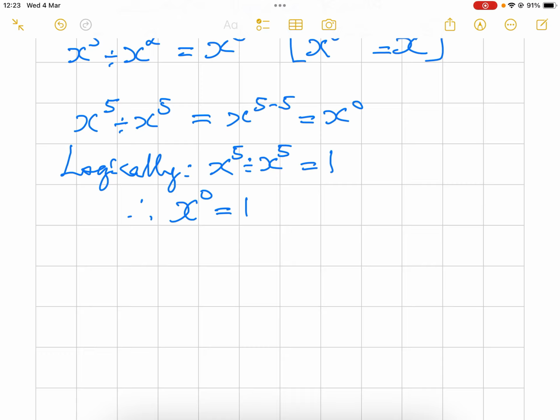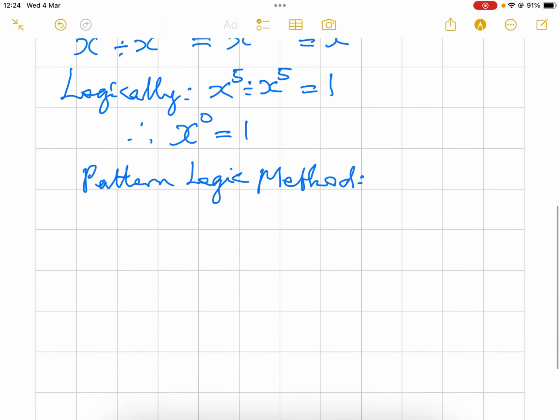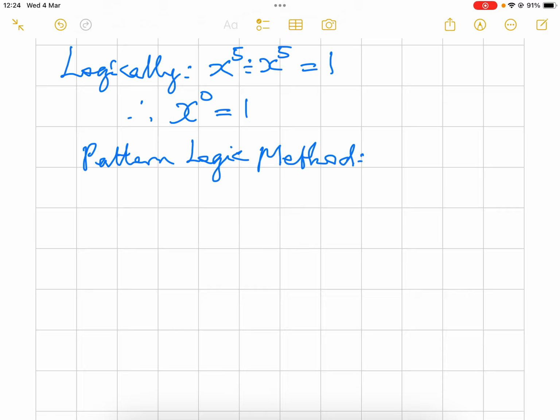Now, you can also consider a pattern logic method. What do I mean by that? When you have x raised to power 3, this will give you x times x times x. And then x raised to power 2, this is x times x. And x raised to power 1 is x.